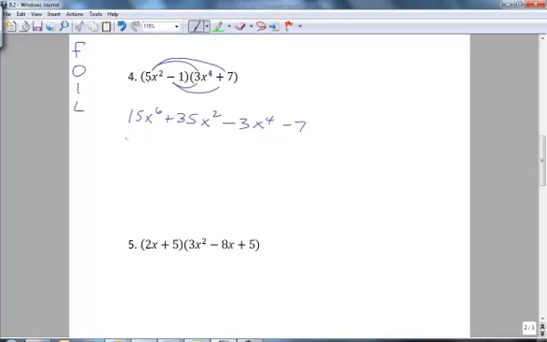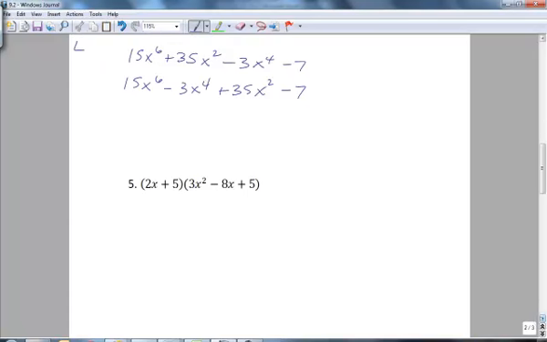One thing I will do to clean it up a little bit is write my polynomial in descending degree. So it'll be 15x to the 6th minus 3x to the 4th plus 35x squared minus 7. I'm basically just swapping the two middle terms, and I can do that as long as I keep the sign in front of the term with the term. So it would be our final answer.